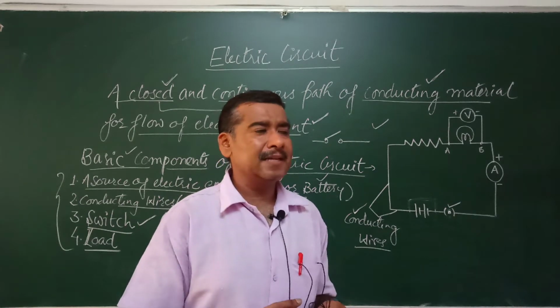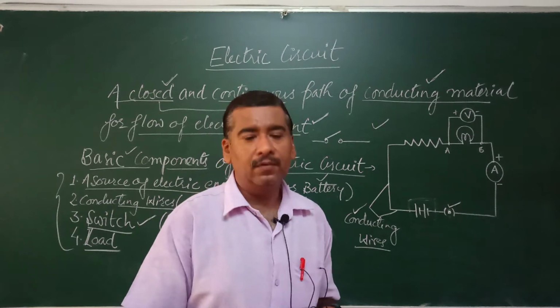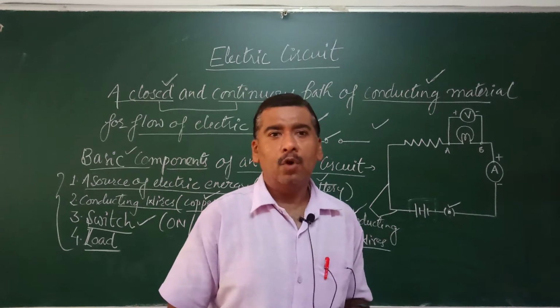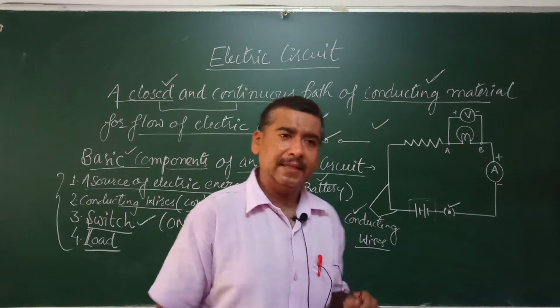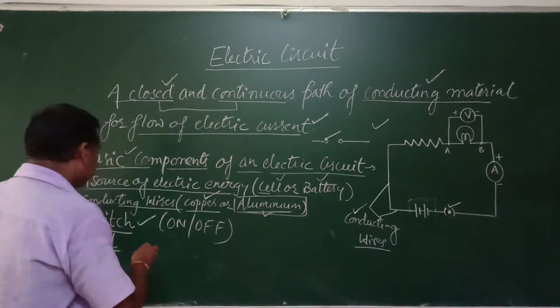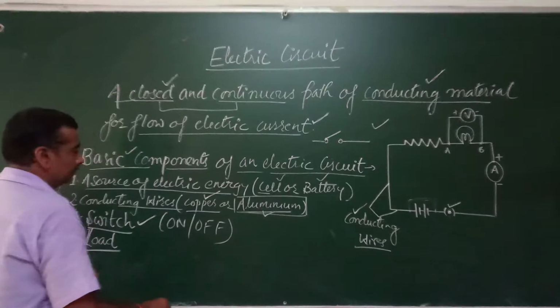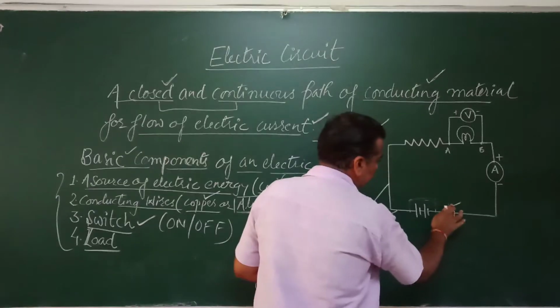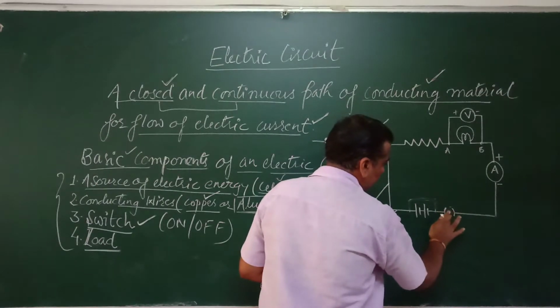Which metal is the best conductor of electricity? Silver. But silver is expensive as you know, therefore mostly copper or aluminium is used as conducting material in circuits. Then there is one more fundamental component which is known as the switch. Here we have this switch. This is a normal switch, right.